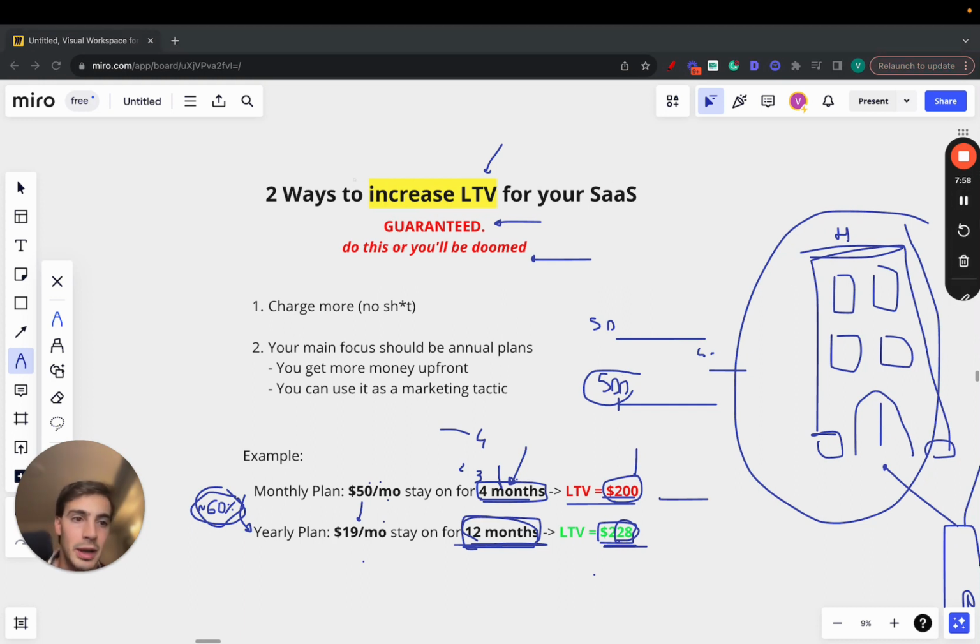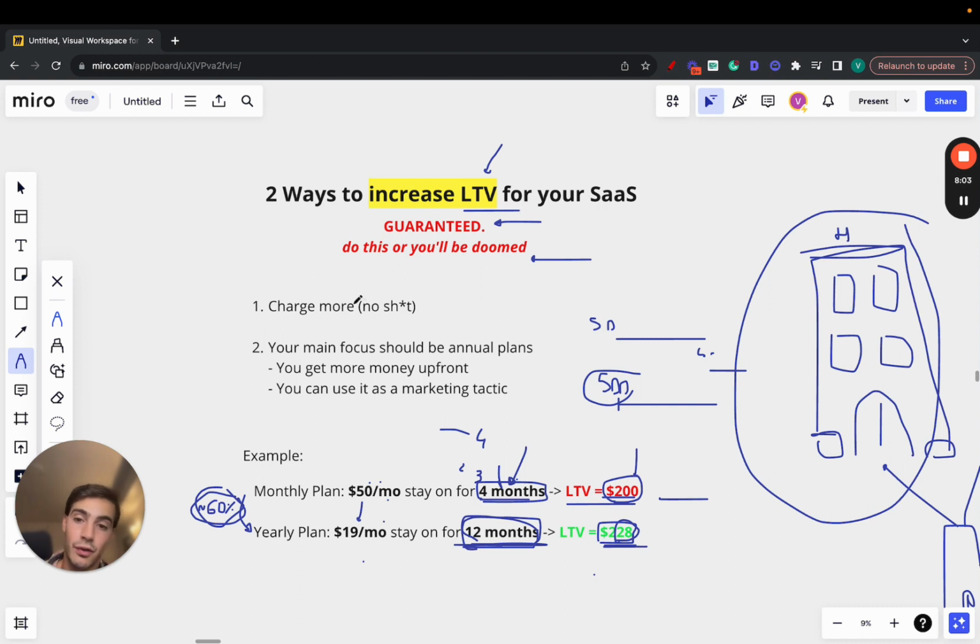But yeah, that's how you make more money with SaaS. That's how you increase the LTV, the lifetime value of your users. First, charge more, increase your prices. And second, focus on yearly plans, right? Pretty straightforward. Yeah, that's it.